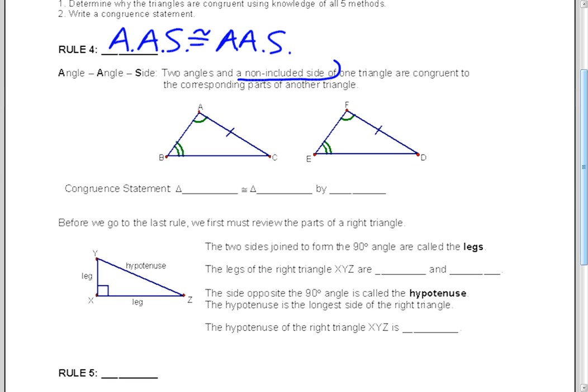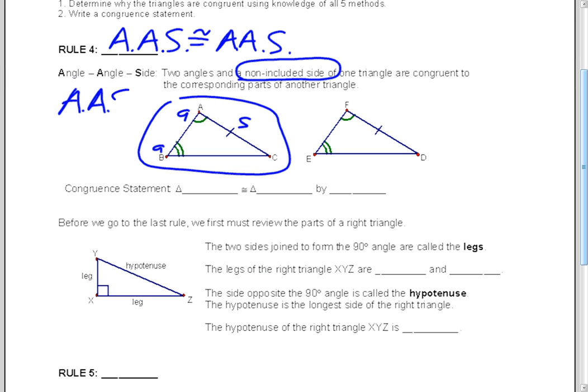Please circle this. We use AAS when we have two angles and one side, and the side is non-included, which means it's not in between. You have an angle, you have an angle, you have a side that's not in between. All you have to write is AAS, and ABC would correspond to FED.